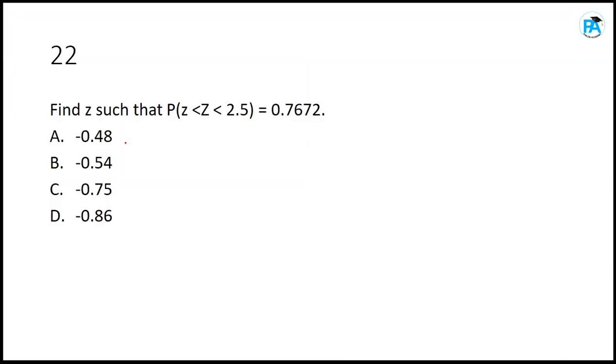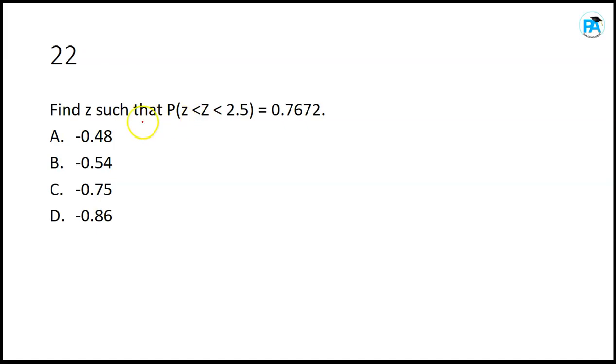Question 22 says, find z such that P(z less than z itself less than 2.5) equals 0.7672. To solve this, now you know whenever we are finding area between, we always find this to the left. This means between. We find this to the left and we also find this to the left. Then we find the difference between them to get an answer. Then they give you the answer and they want you to find what made you subtract them.